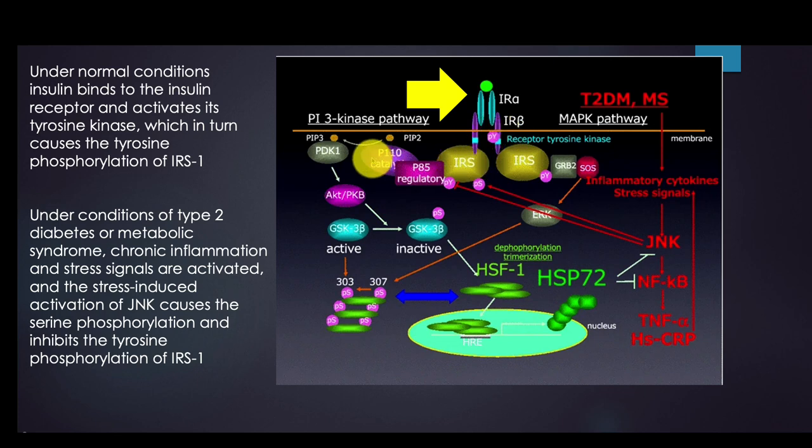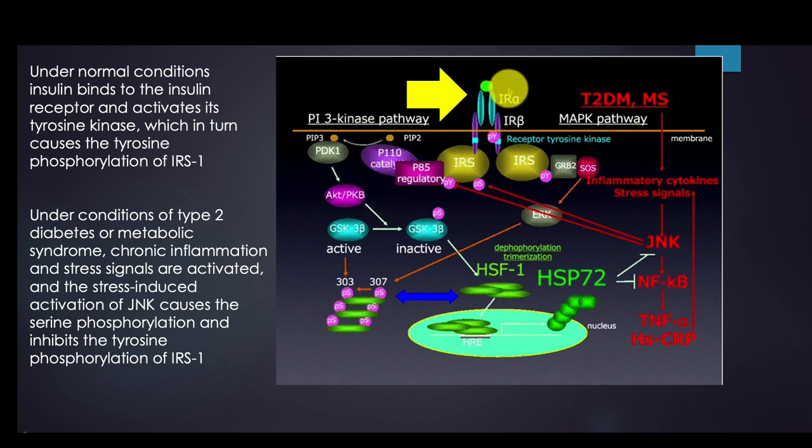Now, under the condition of type 2 diabetes and metabolic syndrome and inflammation, this doesn't work sometimes. So sometimes this will bind and this won't turn on. The bat signal won't turn on. And if the bat signal doesn't come on, these guys don't come over. And basically insulin will bind and nothing happens. And if nothing happens, what happens to sugar? The sugar can't get into the cell.